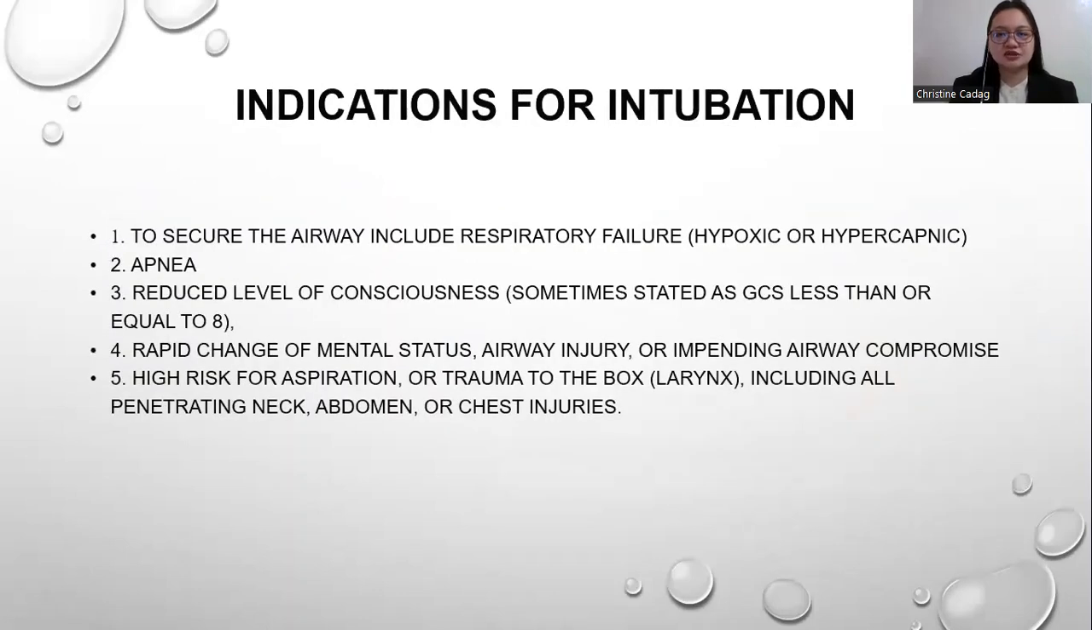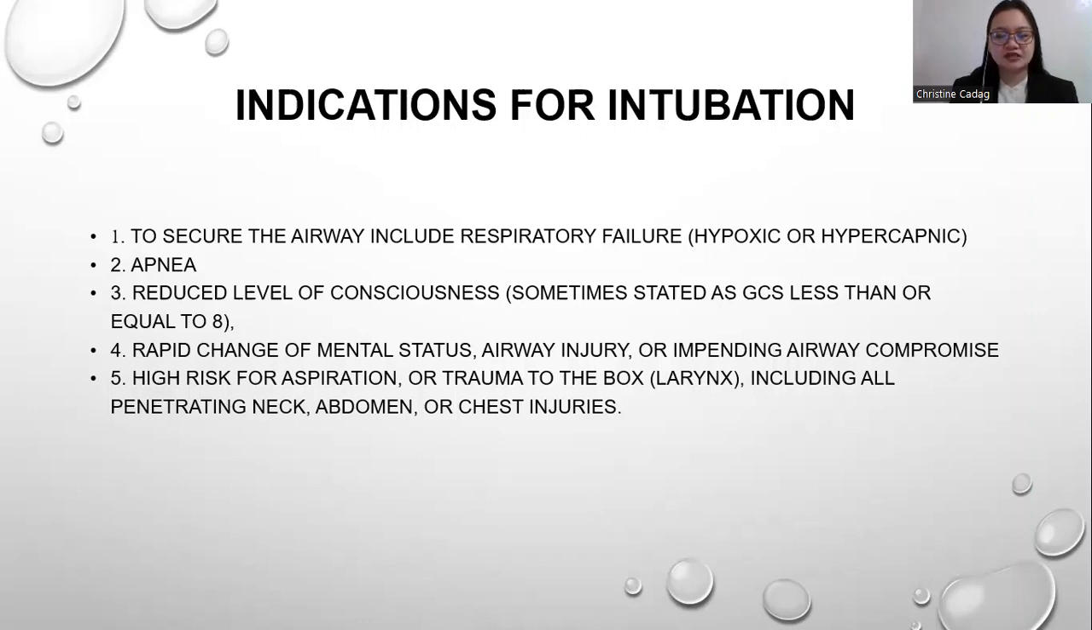So what are the indications for intubation? First, to secure the airway, which includes respiratory failure, hypoxic or hypercapnic. Hypoxic means decreased oxygen or low oxygen in the body tissue. Hypercapnic is an increase in partial pressure of carbon dioxide or PaCO2. If the carbon dioxide is above 45 millimeters of mercury, that is hypercapnia. The normal for PaCO2 is 35 to 45.